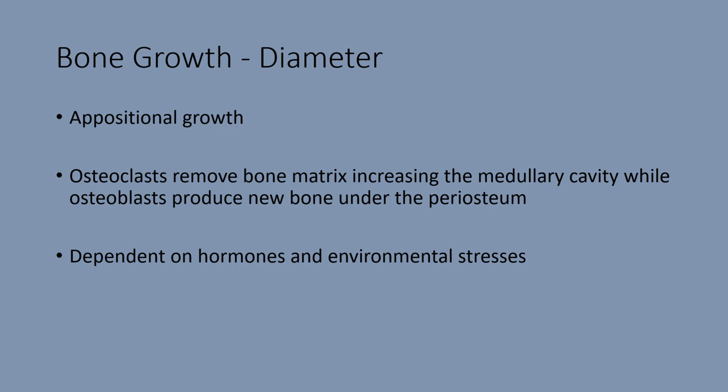So that's how you would grow in length, but how does a long bone, say, grow in diameter? It's called appositional growth. What's going to happen here is dependent on hormones and environmental stresses as well. Remember, your osteoclasts are removing the bone matrix. Osteoblasts are adding to the bone matrix. So the osteoclasts tend to be more interior. As they remove the bone matrix, they're going to increase the medullary cavity. The size of that's going to increase. Whereas the osteoblasts are going to be producing new bone under the periosteum on the outer surface. So it's like you take away on the inside, you add to the outside. And that's how you will grow in diameter.